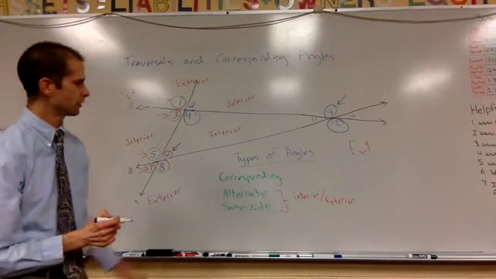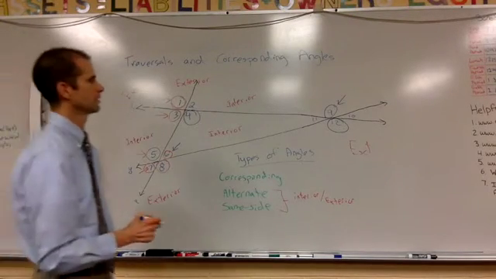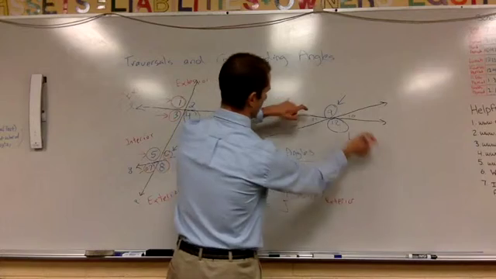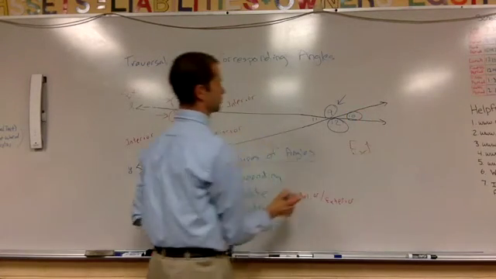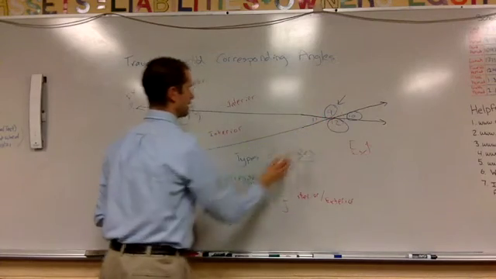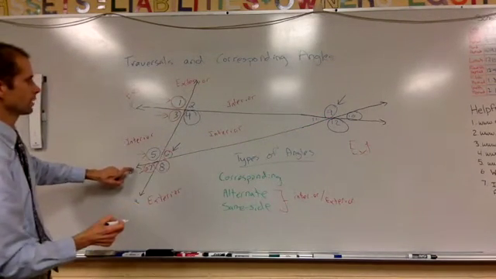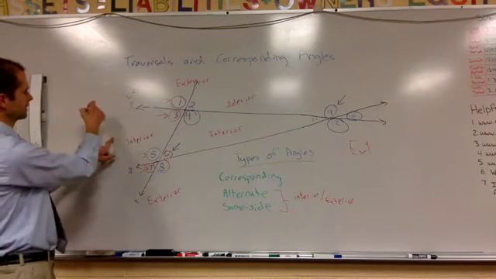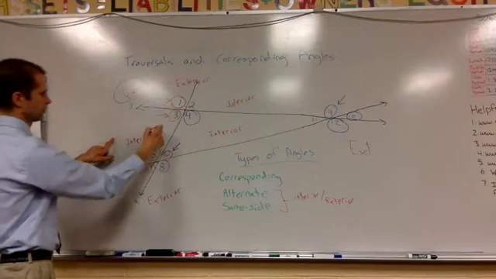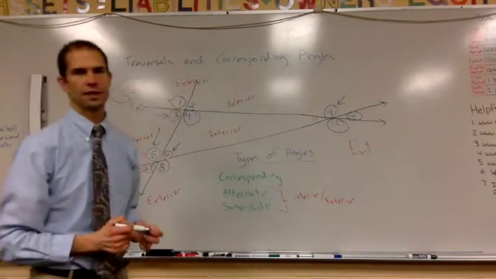If I asked for an alternate exterior angle, let's look at that. This is on the exterior, this is the interior. So, alternate exterior. Let's look at 10, and remember, alternate sides, so this is our traversal. We're going to move to this side, and we're going to stay on the exterior. So 5 and 10 would be an alternate exterior pair.